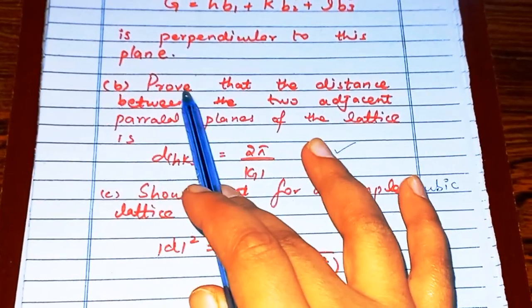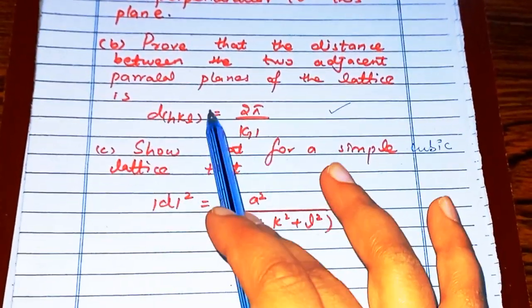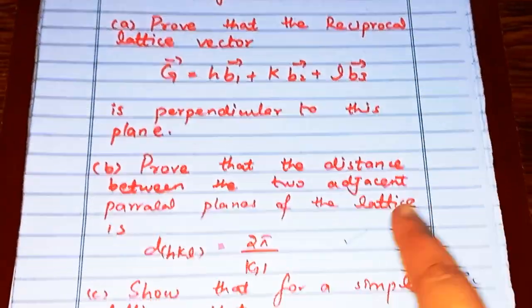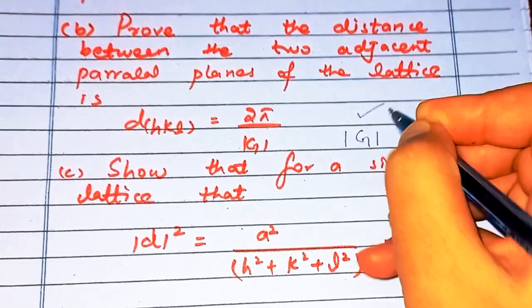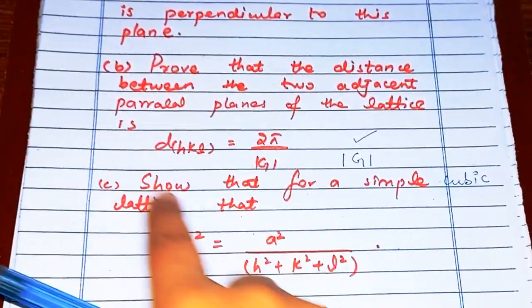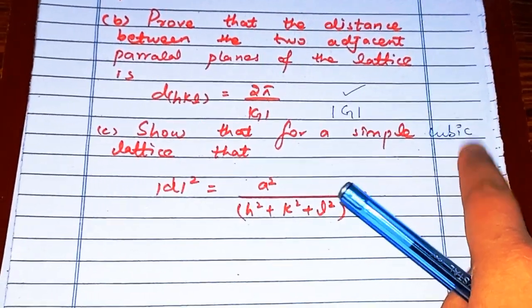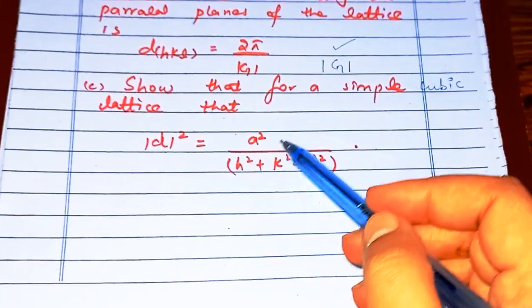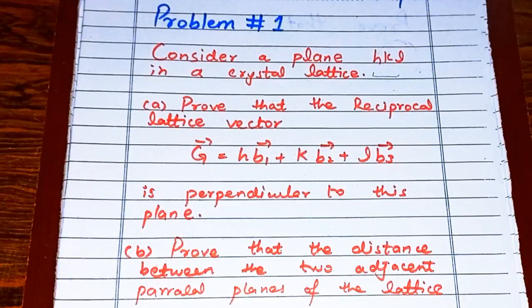In the second part, we need to prove that the distance between two adjacent parallel planes of the lattice is this. We'll be considering the same plane and we need to prove that the interplanar spacing is actually equal to 2 pi divided by the magnitude of the G vector. And in part C, we need to show that for a simple cubic lattice, the square of the interplanar spacing is equal to this thing.